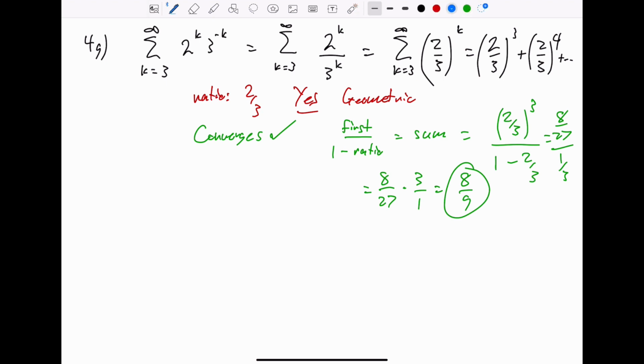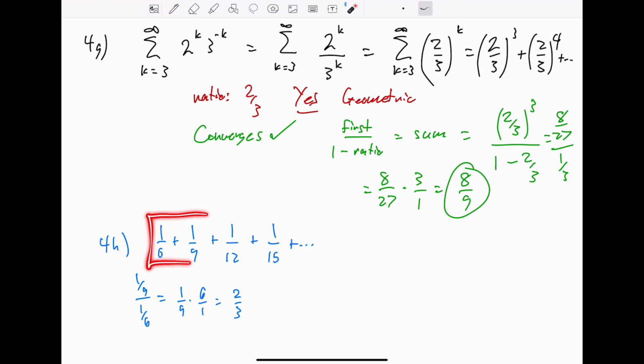Finally, look at 4h. For 4h, we have 1 over 6 plus 1 over 9 plus 1 over 12 plus 1 over 15. First of all, we want to establish whether or not this is a geometric series. To figure out if this is geometric, we take the ratio of consecutive terms. So first I'll look at 1 over 9 divided by 1 over 6. I'll look at the ratio between these and see if I have the same ratio between the next two terms. Division of fractions, I can just invert the denominator and multiply. So 1 over 9 times 6 over 1, and this simplifies to 2/3. So I have a ratio of 2/3 between the first two terms.